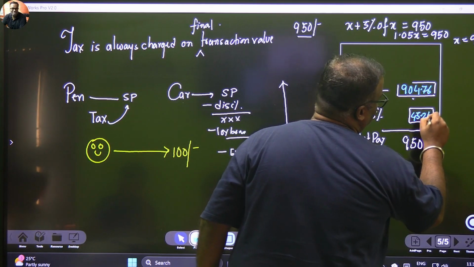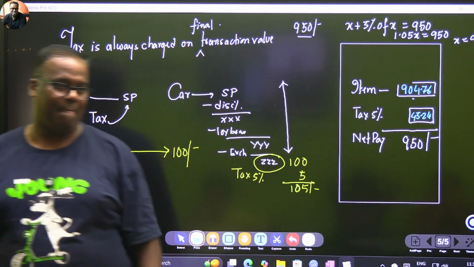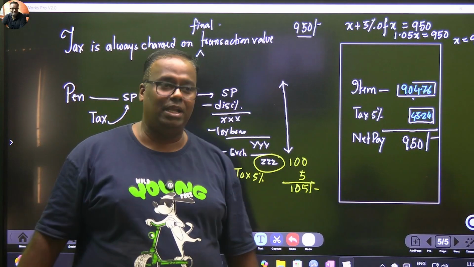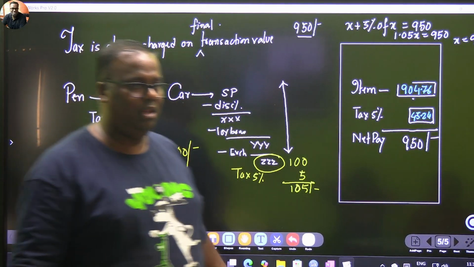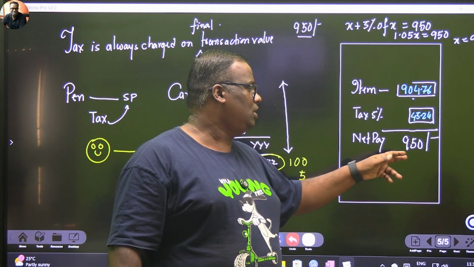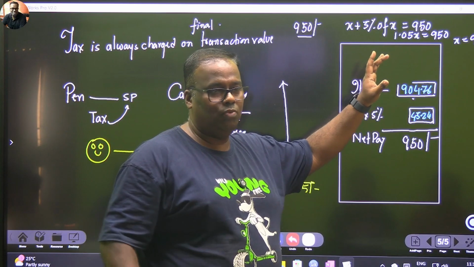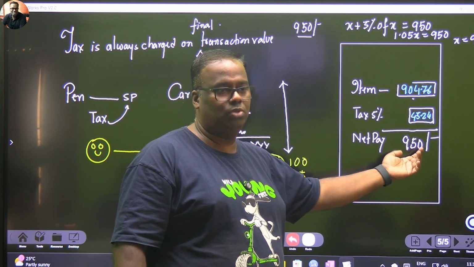45.24. This is what Amazon paid, took tax from you. Now add it up. Whenever you buy at KFC and all, and you get a bill, you'll always see burgers. Earlier, KFC, McDonald's all used to show this price on the board. And when the bill gets printed, the bill comes with something more.